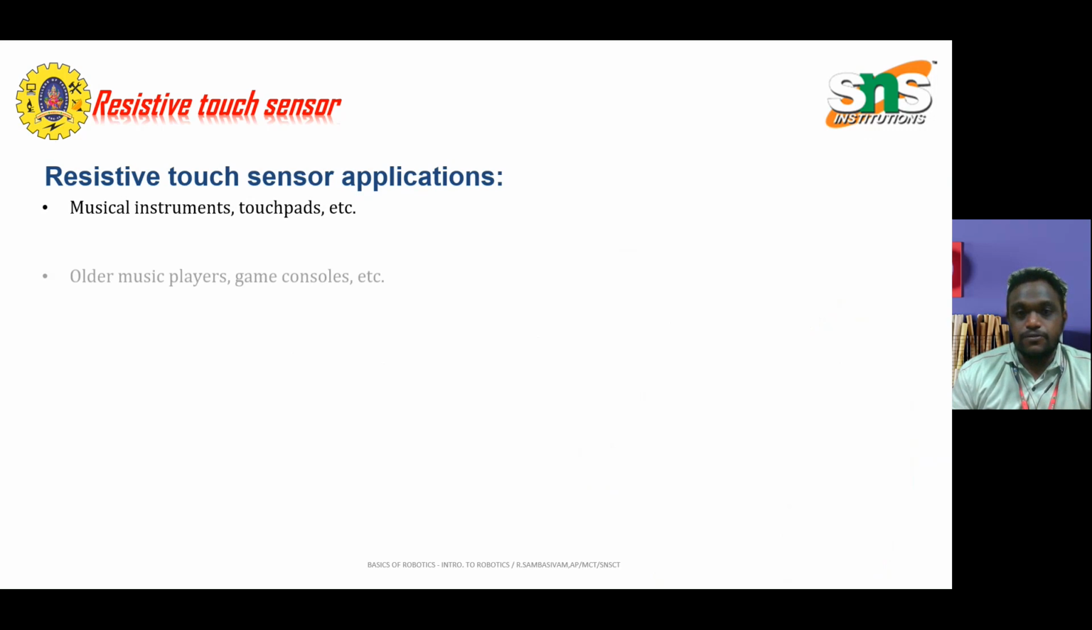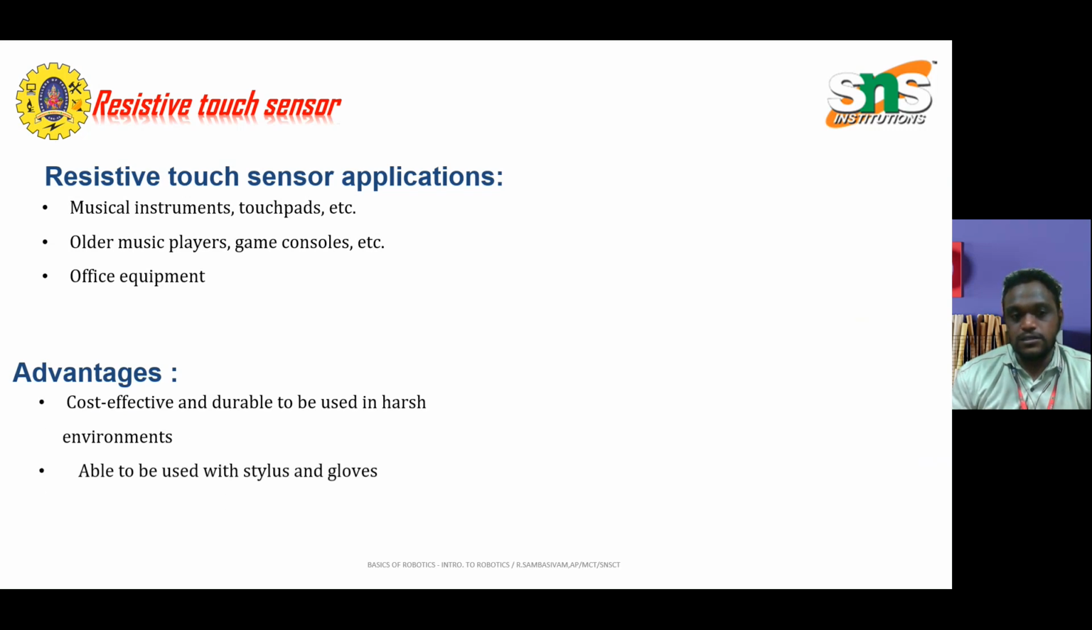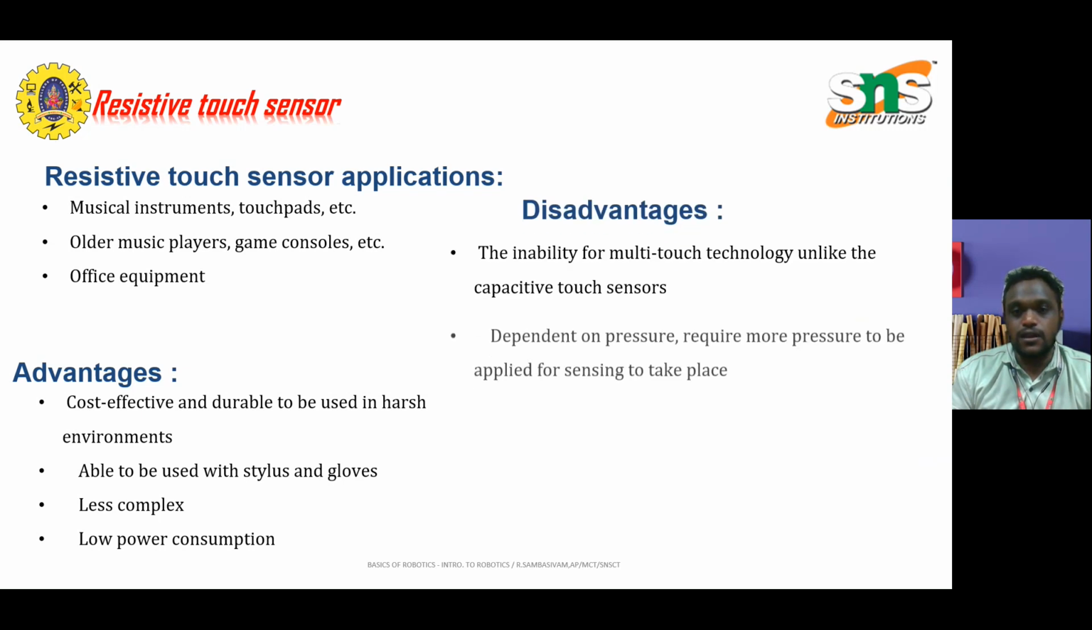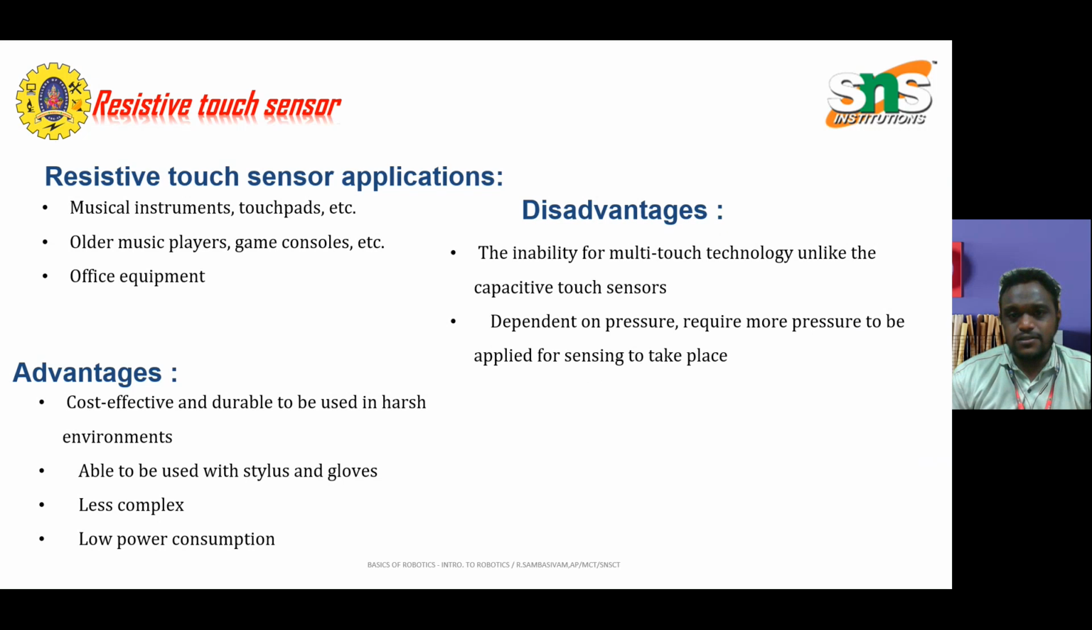Basically, examples of this are musical instruments like guitar and violin, older playing equipment like gramophones, and also touchpads. The major advantages are that it is cost effective, durable, and can be used with gloves and stylus, and it is less complex, because normally we can play guitars wearing gloves to make impact and create more sounds. This is how the resistance is obtained. Another advantage is low power consumption compared to capacitive sensors. The major disadvantages are the inability to do multi-touch like capacitive sensors, and it depends on pressure, requiring more pressure for sensing to take place.